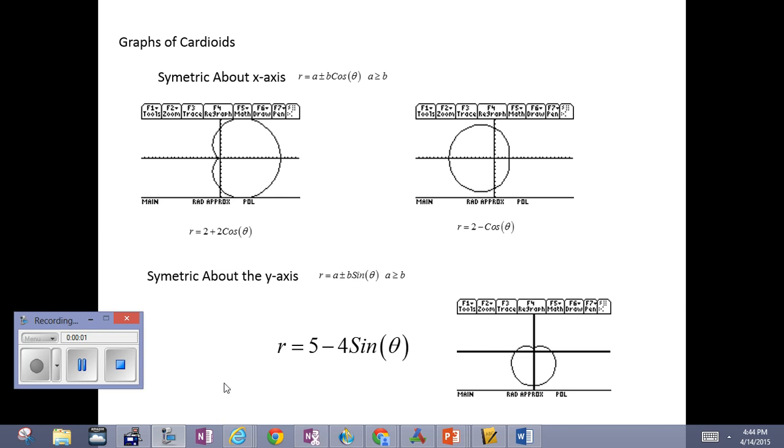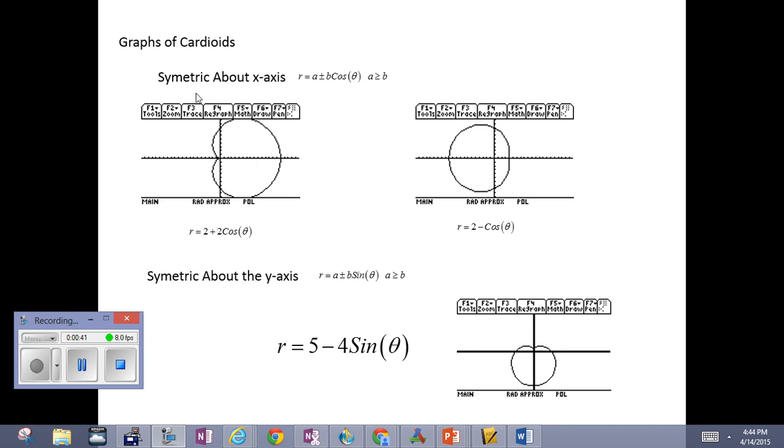Now we just want to take a look at some of these general expressions for our cardioids, our lemniscates, and our rose petals. We're going to say a cardioid is a polar expression having the form r equals a plus or minus b cosine of theta, or r equals a plus or minus b sine of theta. The cosine functions are going to have symmetry about the polar axis, the x-axis, if you will. You can see here.